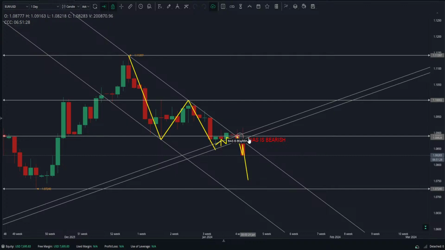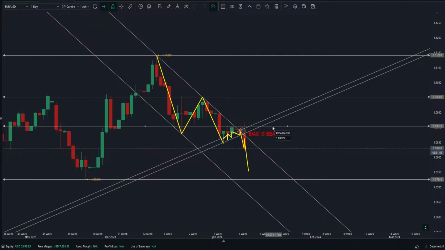What is happening in the euro? Well, in euro, the bias is bearish, and the bias I said would remain bearish till the time the price is trading below 1.1000. And now the next level of target is 1.0724, which is approximately 100 points from here, and this can happen this week. So keep an eye on the euro dollar now.